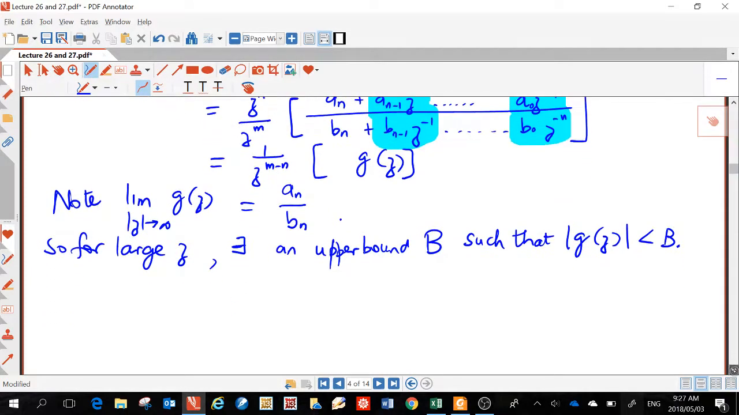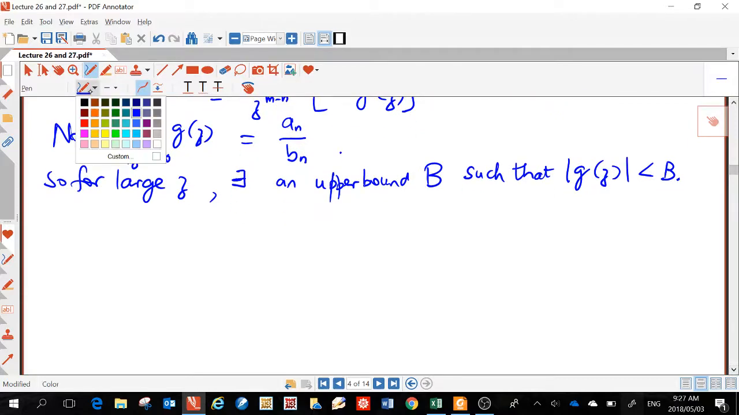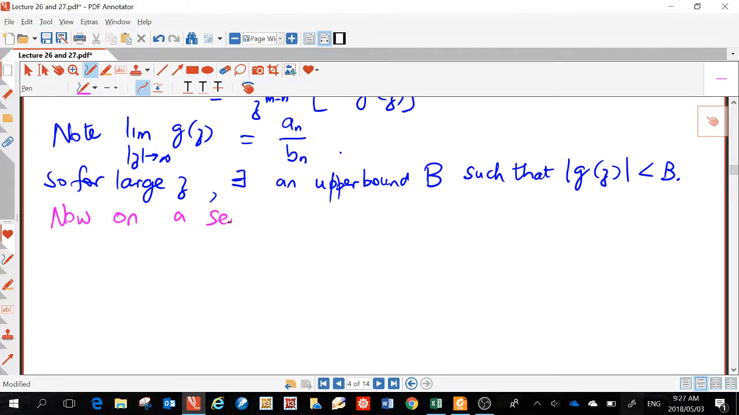Now let's come to a semicircle. On a semicircle, we have z equals, let's say, R e to the i theta. Remember, that's the formula for the equation of a circle, R e to the i theta. And if you take dz, it will be R i e to the i theta d theta.